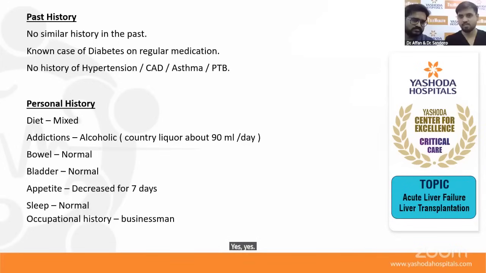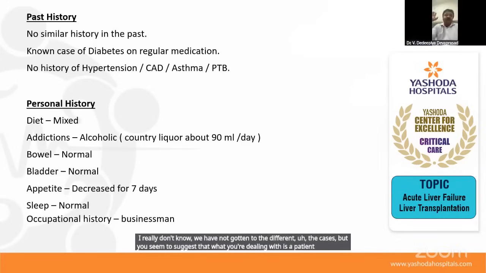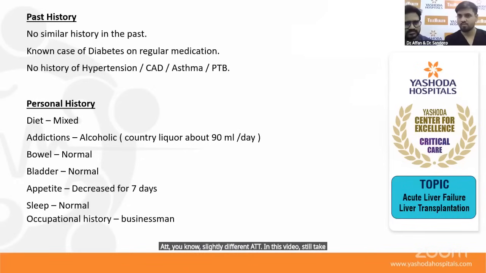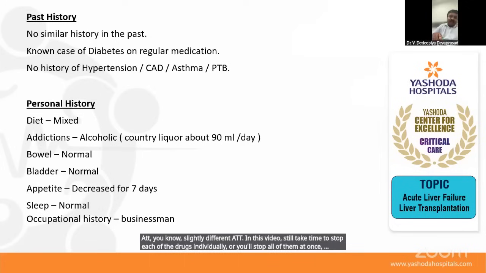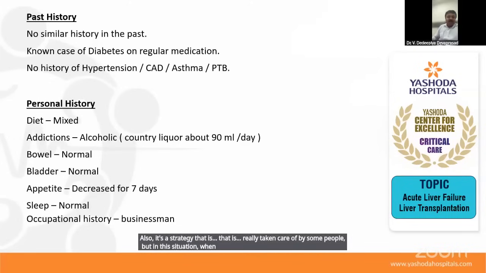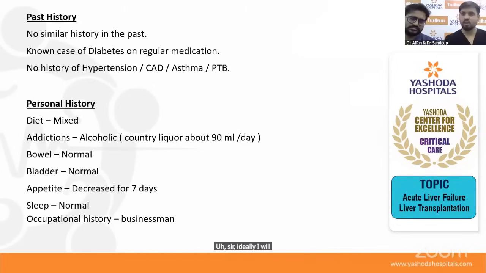But you seem to suggest that what you're dealing with is a patient with acute liver failure, which means we are talking about certain aspects which are different from an ATT-induced hepatitis. So ATT-induced hepatitis and acute liver failure because of ATT is a slightly different entity. In this, will you still take time to stop each of the drugs individually, or will you stop all of them at once? Because the other strategy, stopping each of them, is really taken care of by some people. But in this situation, when you're talking about an acute liver failure precipitated by possible tuberculosis drugs, what would you do? Sir, ideally, I will stop all the drugs.